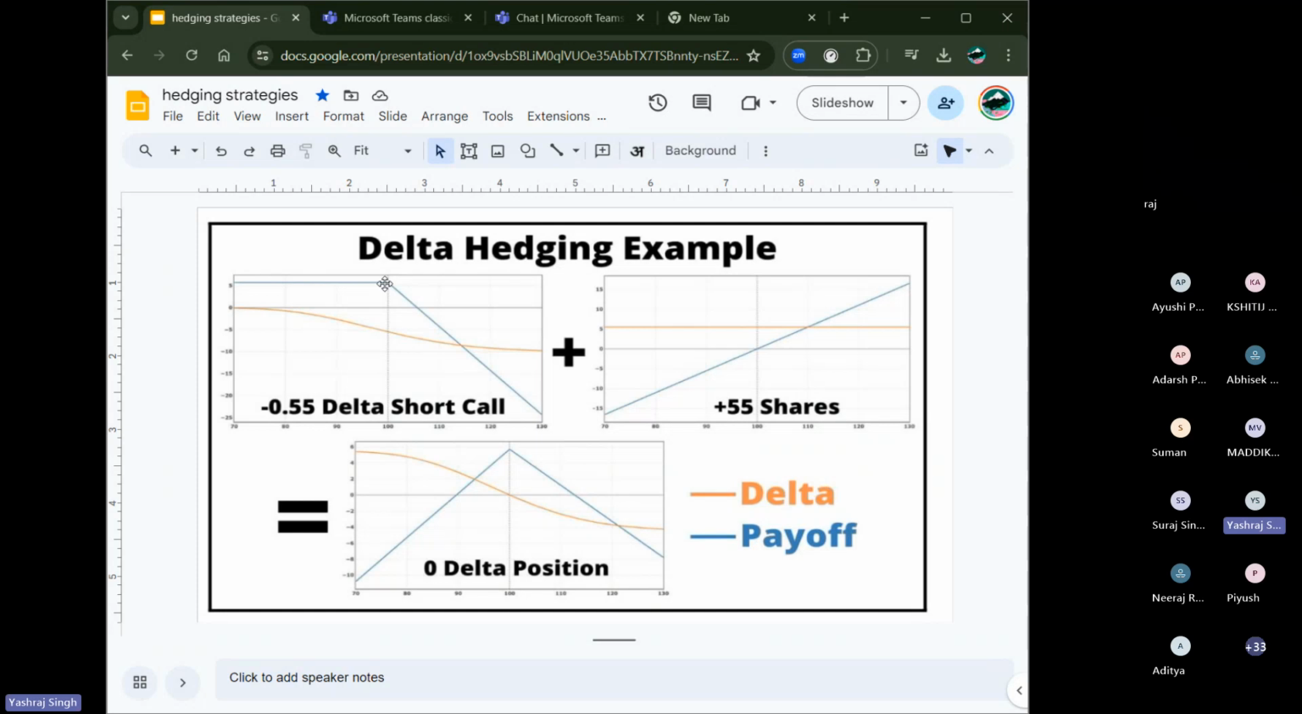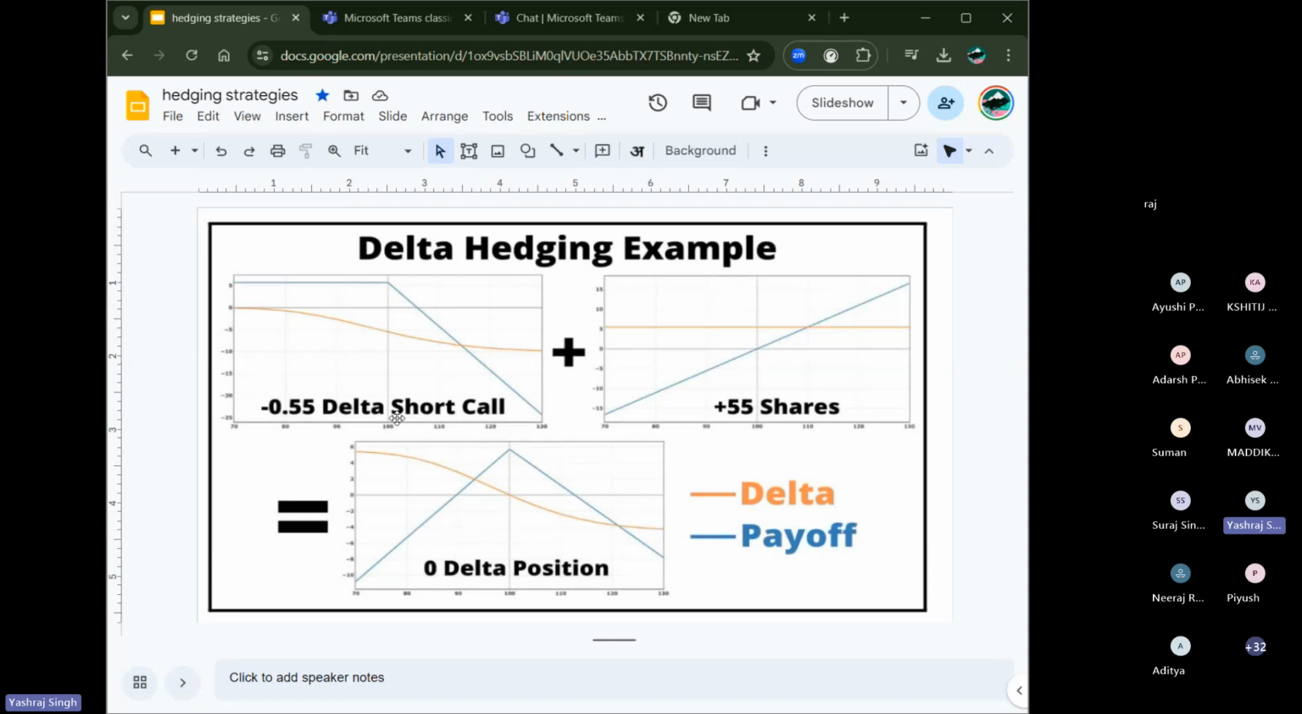How does that pan out? You are expecting markets to not close above 24,000. If it closes anywhere below 24,000, let's say 23,500 or 22,000, it doesn't matter, you'll pocket all the money that you sold that option for. So this is our initial position, where my delta is 0.55.